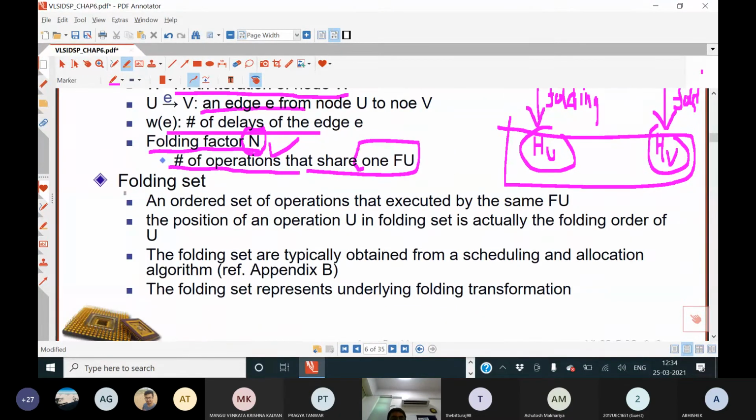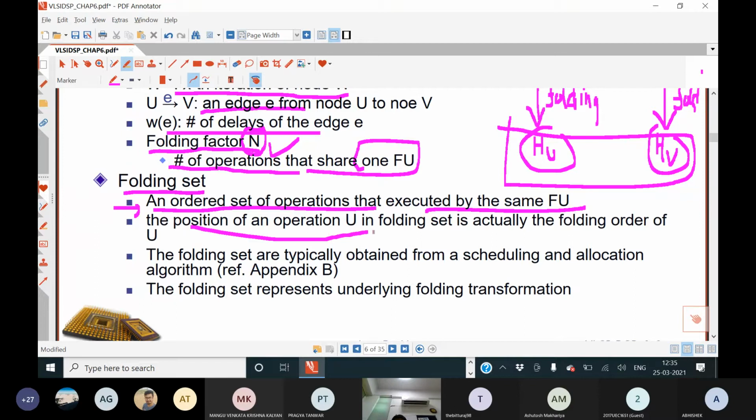Now, folding set. This concept we will discuss, but what is the meaning of folding set? The folding set defines the order of the operations that will be executed by a functional unit. Now the functional unit is doing multiple things, that means it is doing multiple operations. But which operation it has to perform first, which operation second, that order has to be defined. So that is nothing but my order set. Or you can consider it a folding set, that defines in which particular order the operations of this functional unit are executed.